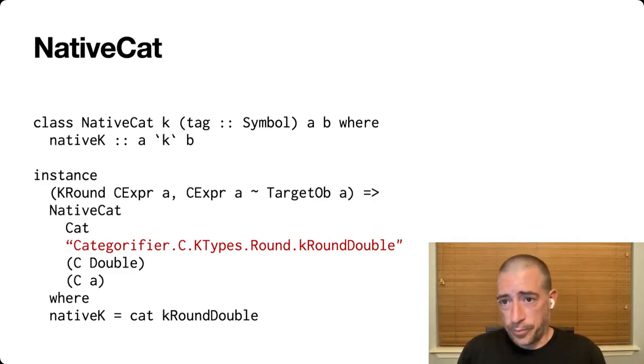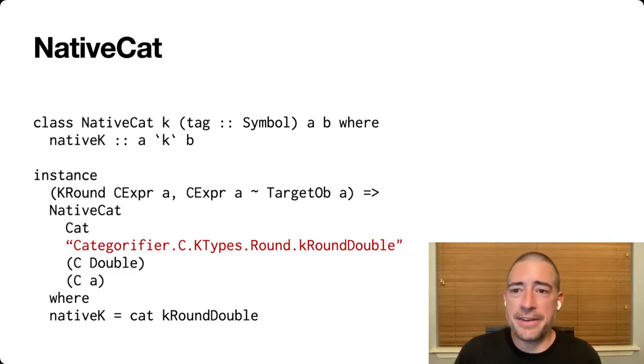What this instance is saying is that for the function kRoundDouble in that package, it's a fully qualified Haskell identifier. So for that function, when you're categorizing, or categorifying, to Cat, which is our C category, instead of actually running through the plugin and trying to process that whole function, you should just use the result of calling cat on kRoundDouble.